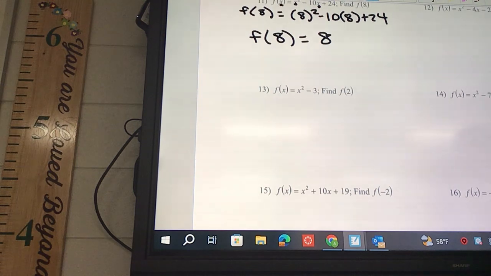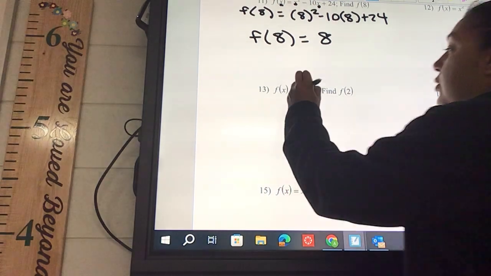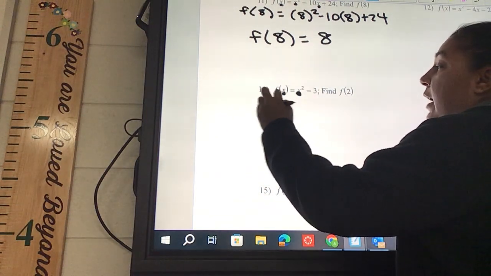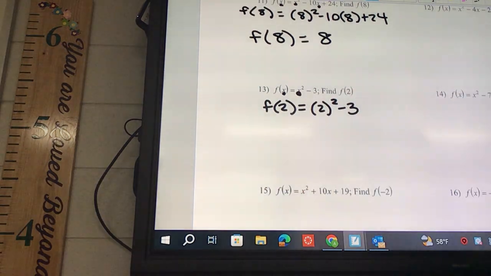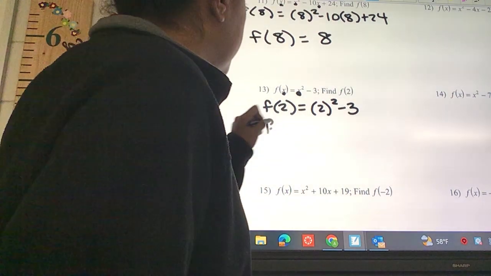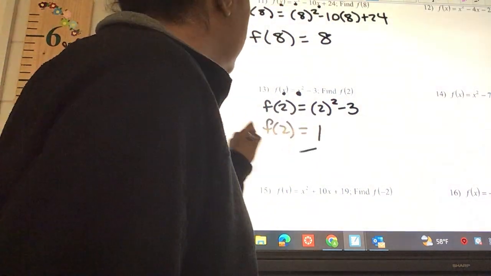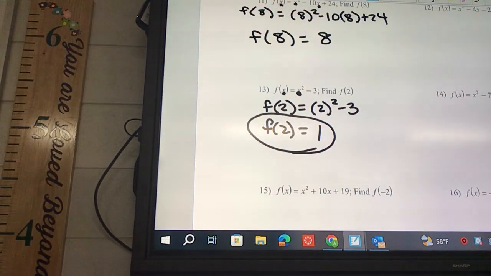Okay, 13. We're plugging in what? 2. Everywhere there's an x, we're plugging in 2. So you should have 1 and 2 of them. Okay, so f of 2 equals 2 squared minus 3. What'd you guys get? 1? Good. If you put down 1 for an answer, am I going to take it? No, you have to put f of 2 equals 1.